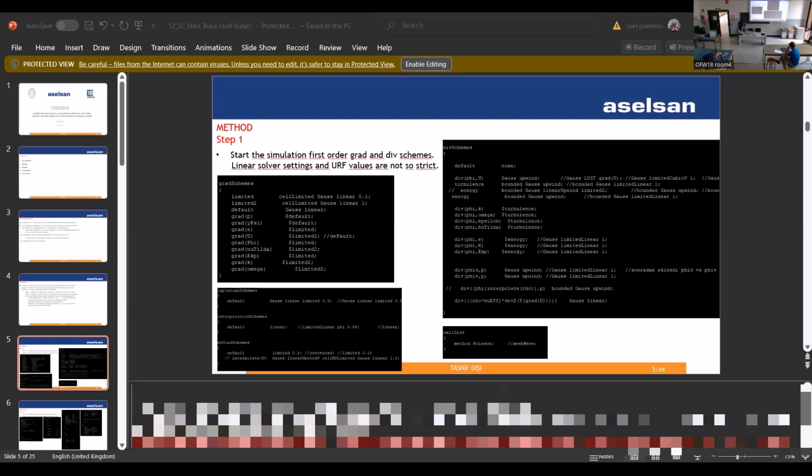For this slide, for the third step, now the gradient divergence schemes are around second order. So I'm gonna limit the energy terms by a differential gradient limit, because in this way, while the residual values converge, stability is also preserved.